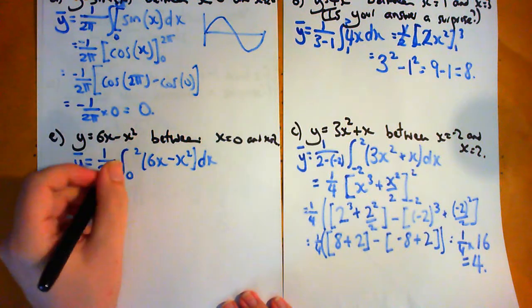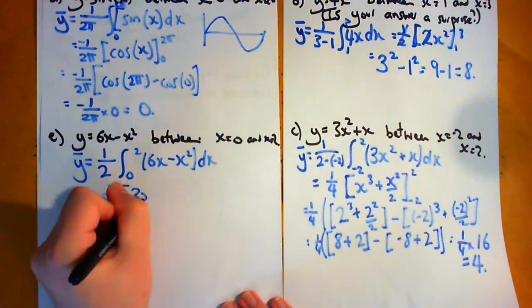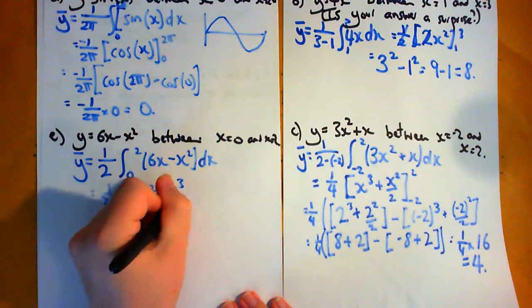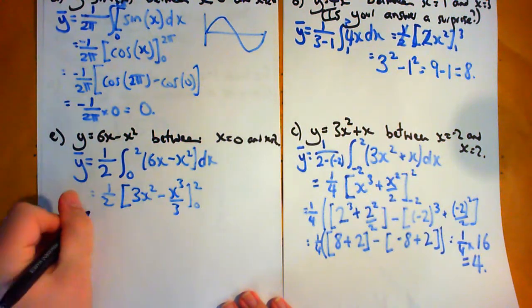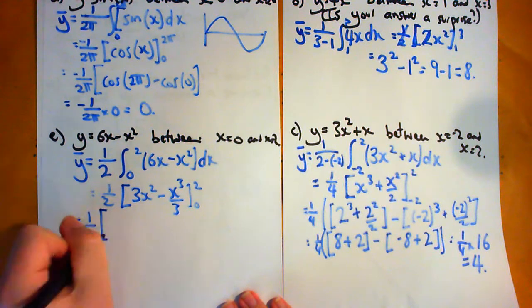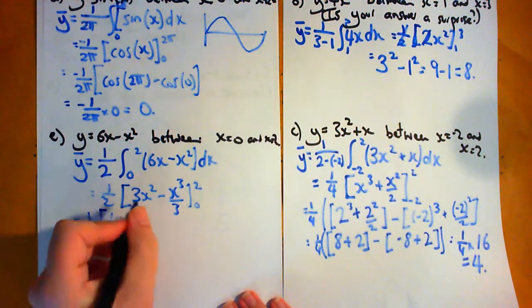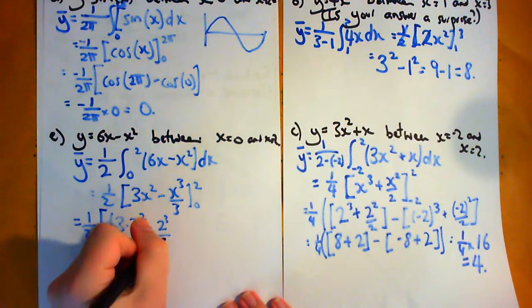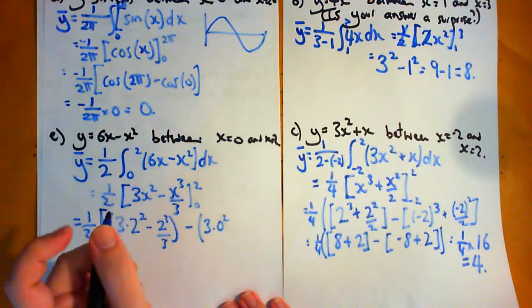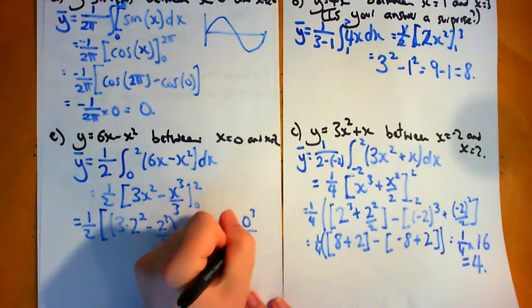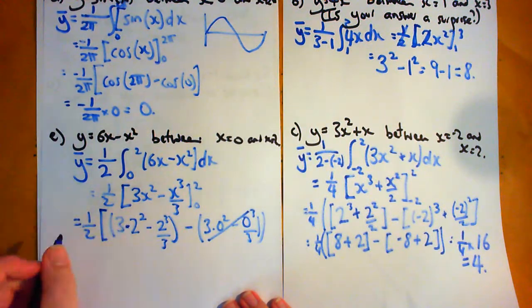So this is 1 over 2 times, do the integration, 6x, integrate that, we get 6x squared over 2, which is 3x squared minus x to the power of 3 over 3, and that's between 0 and 2, so that gives us 1/2. Okay, so we put in x equals 2, so we get 3 times 2 squared minus 2 to the power of 3 over 3, minus, this will be 3 times 0 squared, which is 0, minus 0 to the power of 3 over 3. So that whole bracket is 0, so we can forget that bracket.